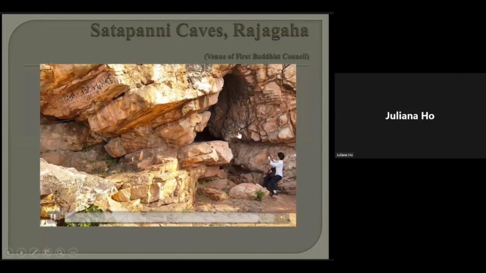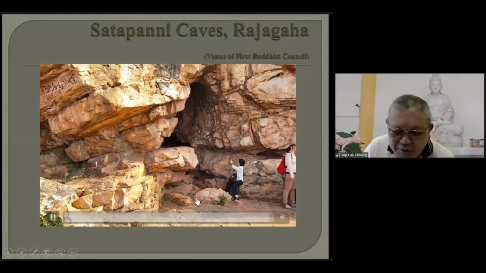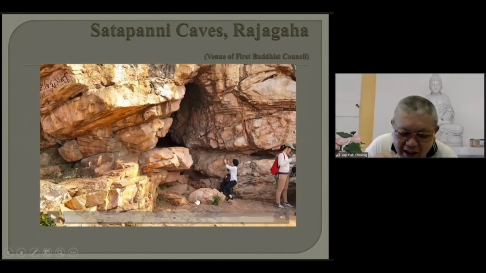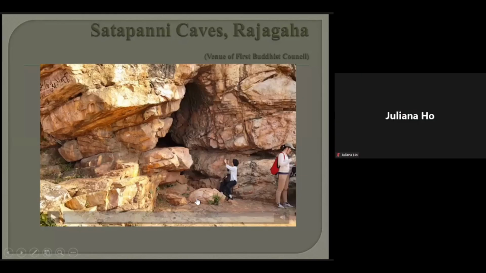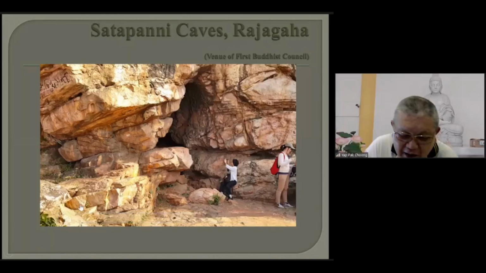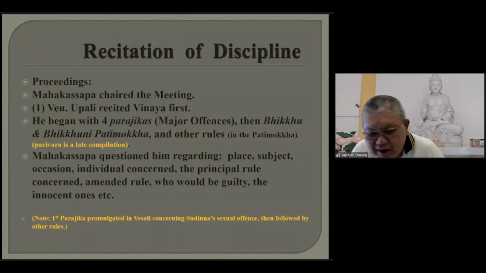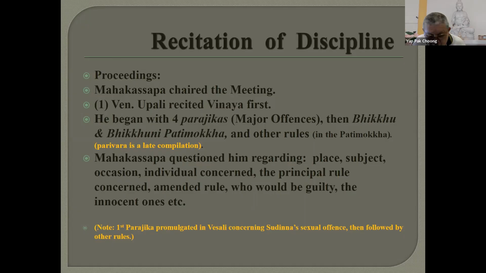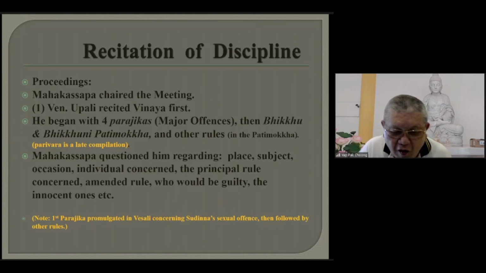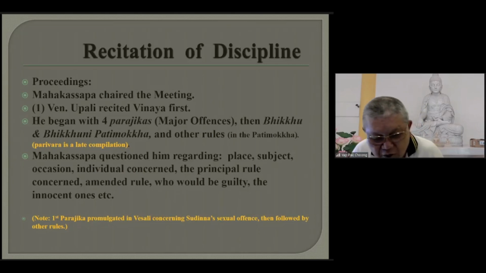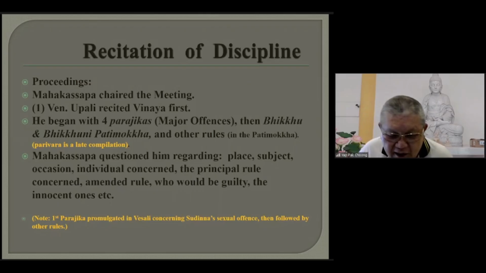So yes. First cave, second cave, 7 caves here. So the monks had their meeting in this place. Inside the cave must be lah, because the outside was quite a narrow space. So Satipani cave, the place where the first council was held, you see. So Ananda attained arahantship. So next early morning, all the 500 arahants, now Ananda was an arahant, gathered at this Satipani cave. So the proceedings, Mahakasapa chaired the meeting, okay.